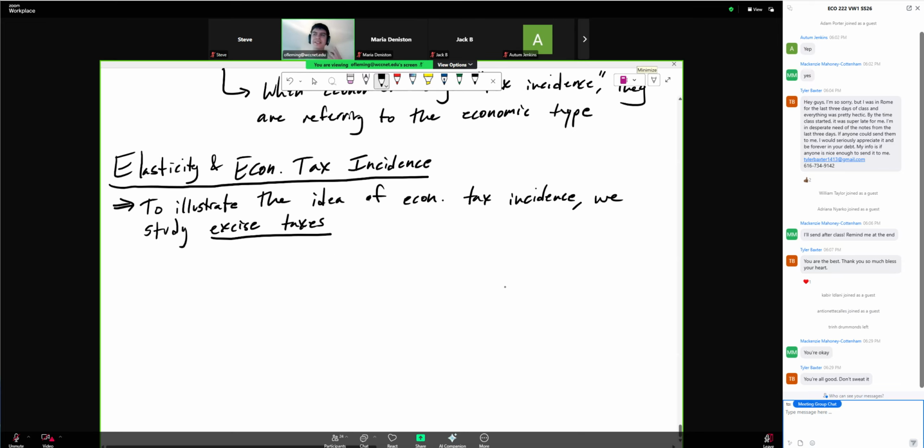Excise taxes are exactly the kind of taxes that I've been using to motivate this example, because they're kind of the crown jewel example of a tax where the legal incidence and economic incidence do not often align.